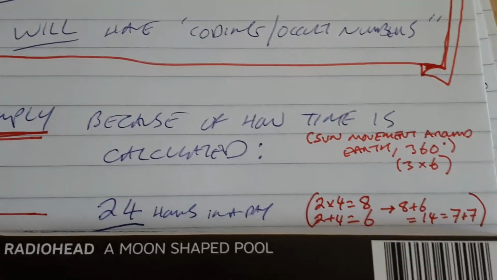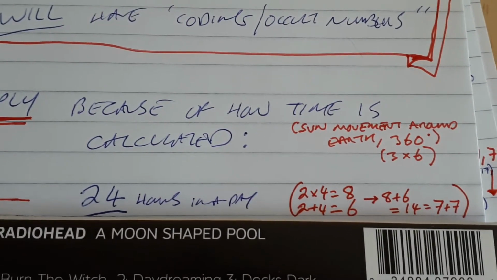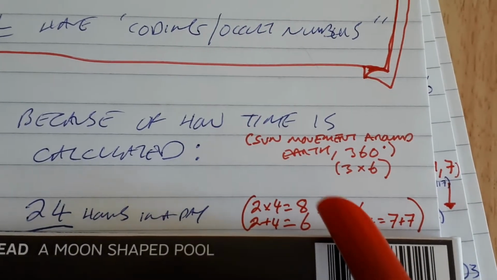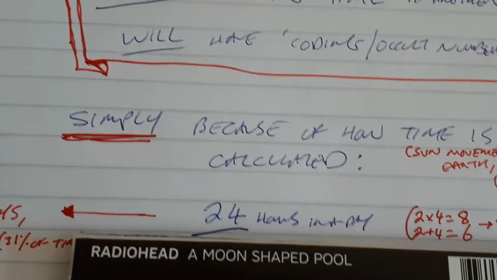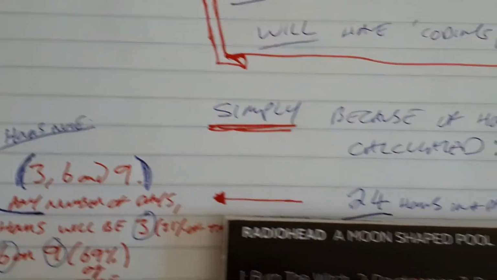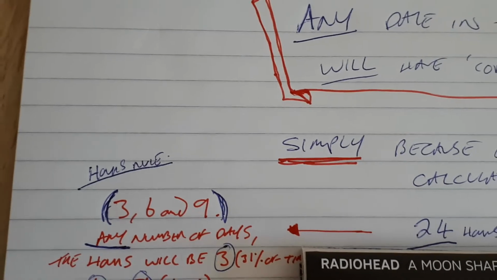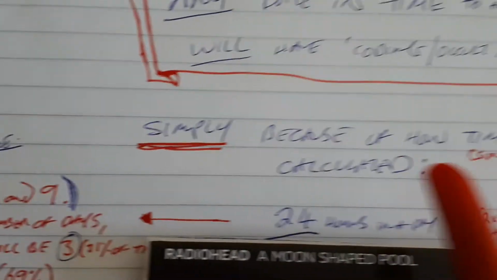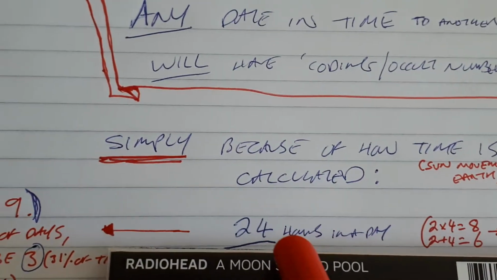So let's break it down. We've got 24 hours every day. Simple stuff there: 2 4s 8, and 2 plus 4 is 6. If you add them together, you've got 2 7s. And again, there's a rule for days and the hours. It'll always be a 3, 6 or a 9 when you break down the number of hours times however many days you want to work out from one day to another.